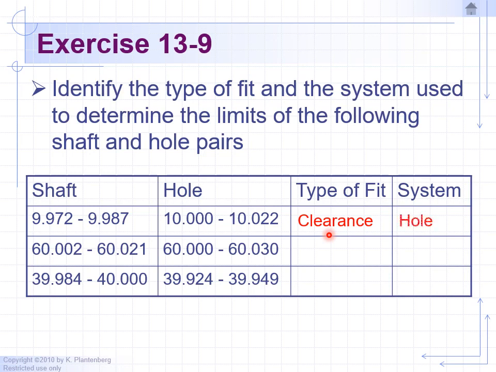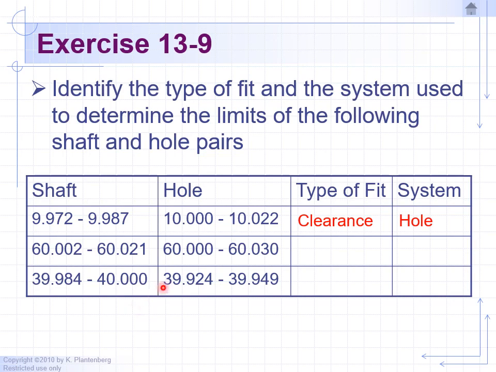And once again, the hole is always larger than the shaft, always guaranteeing a clearance between the shaft and the hole. Okay, let's take a look at the next one. The second one, we have a bucket of shafts ranging from 60.002 up to 60.021 in diameter. And in the other bucket, we have blocks with holes ranging from 60 up to 60.030. Now, if you randomly pick a shaft and randomly pick a block with a hole, what type of relationship are you going to have?